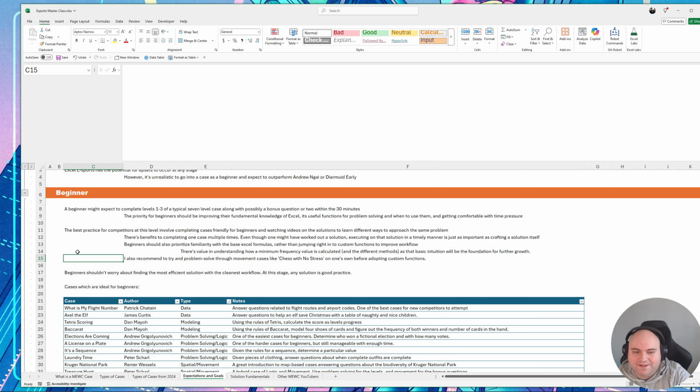Finally, I also recommend for beginners to problem solve through movement cases like Chess with No Stress on one's own before adopting custom functions, typically your lambdas, for moving around a grid. I think Chess with No Stress is phenomenally good. It's very much in the name, no stress at all. And lastly, beginners shouldn't worry about finding the most efficient solution with the cleanest workflow. At this stage, really any solution is a good solution, especially if you're just starting out. Be satisfied with being able to solve a case your way and then work on improvement after that.